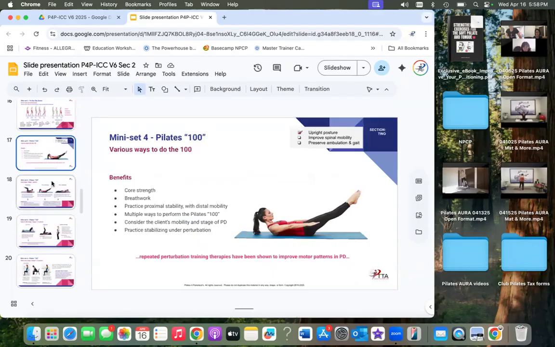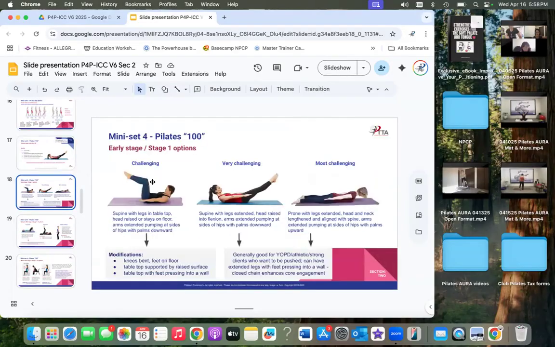Then we get to the 100. So on these slides, the various ways of doing the 100, this is the way for early stage. It's challenging, but the lengthened legs, of course, is very challenging. And the most challenging is prone. And this is where we want all our young onset who are physically fit, or any clients that we have that are fit, we want them to be here. The stronger we make the back extensors, the longer they can stay there and their postural decline will be minimized. It'll take longer.